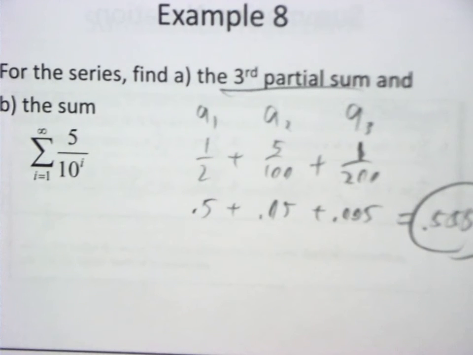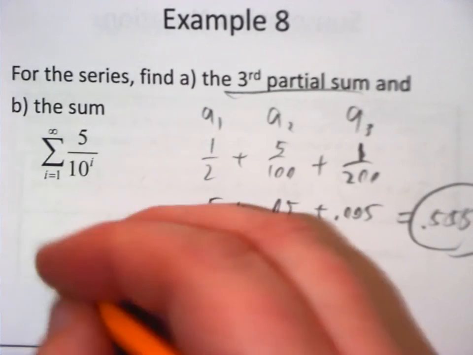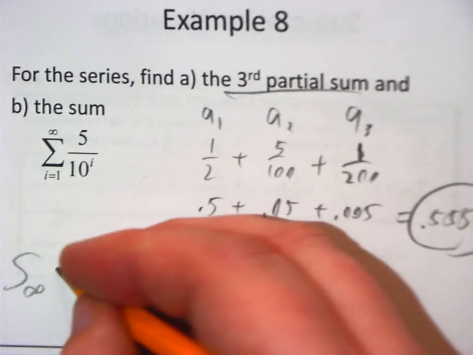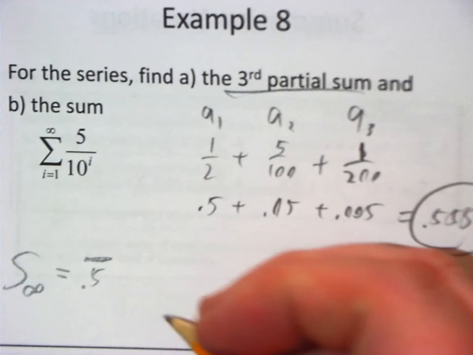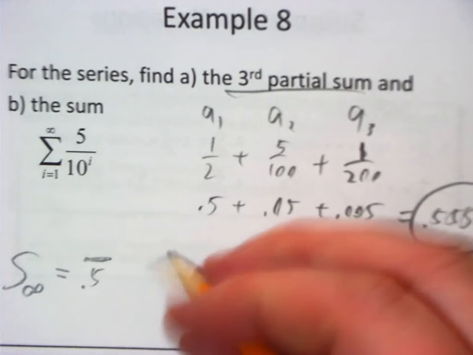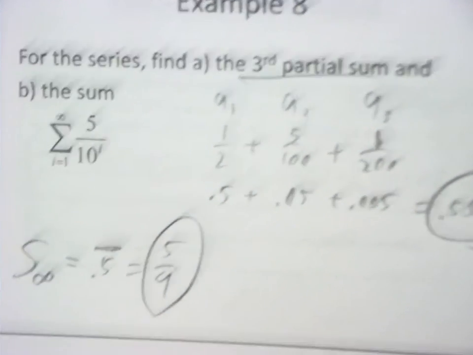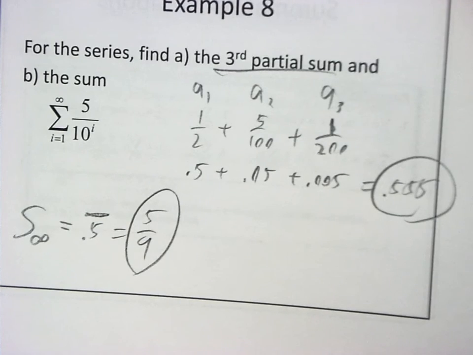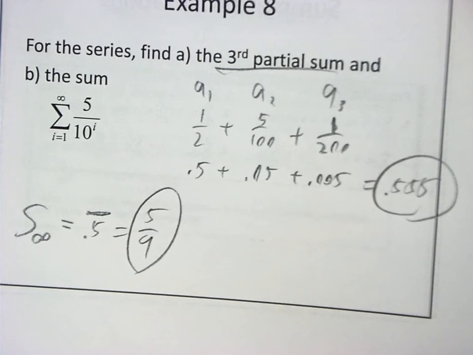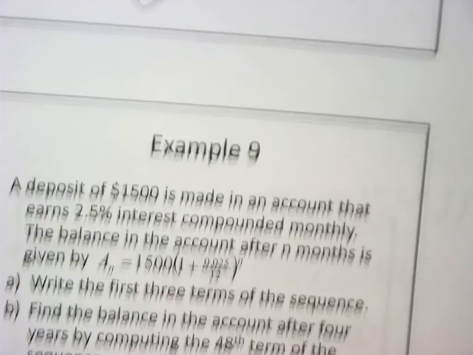Okay? Now, what about if I run this to infinity? I want the sum of all of them. It'd be 0.5 repeating. Well, what is that as a fraction, though? 5/9. So it would actually sum to 5/9. Questions so far? Okay. Two more real quick.